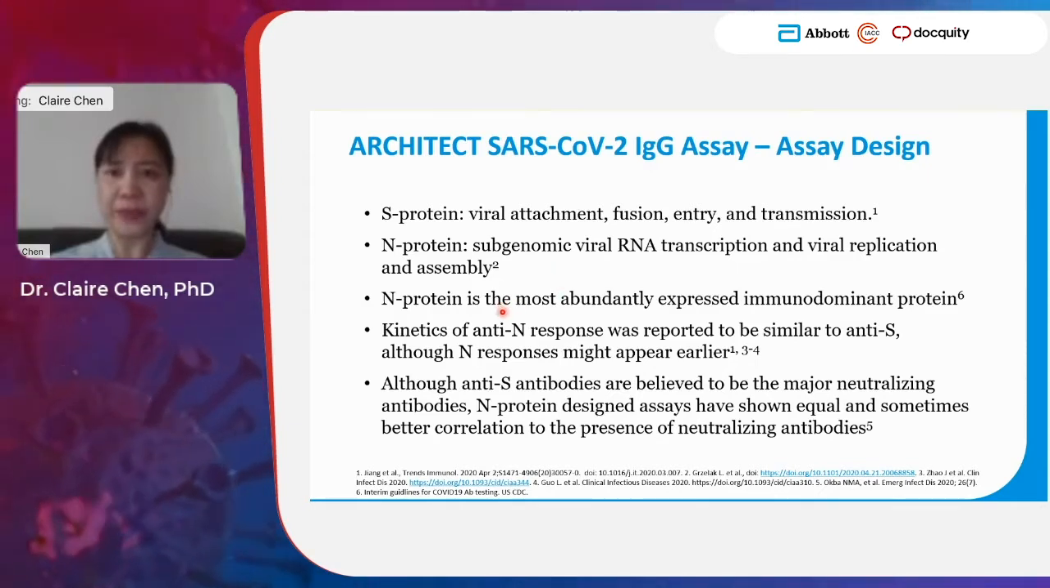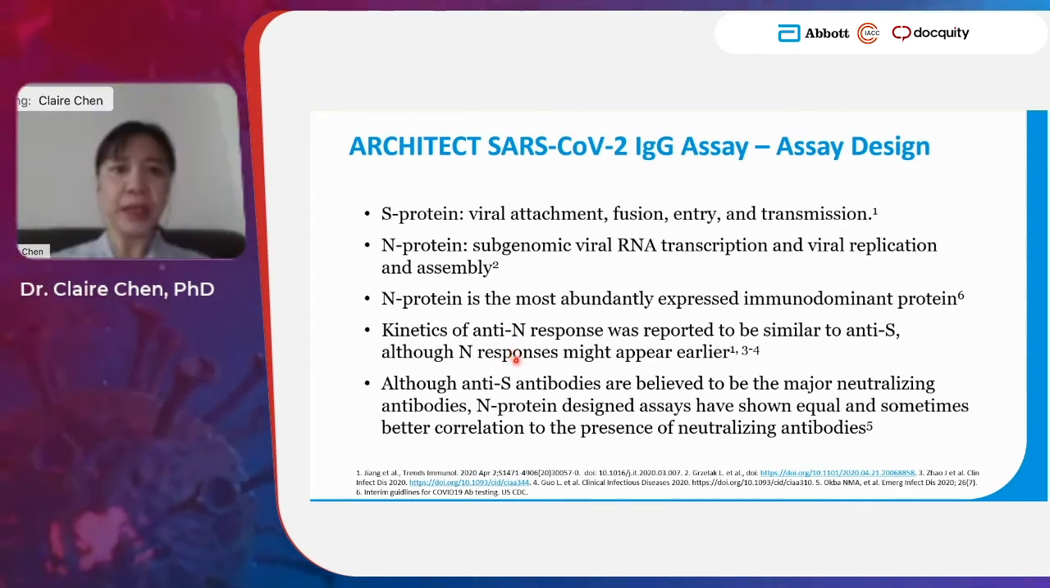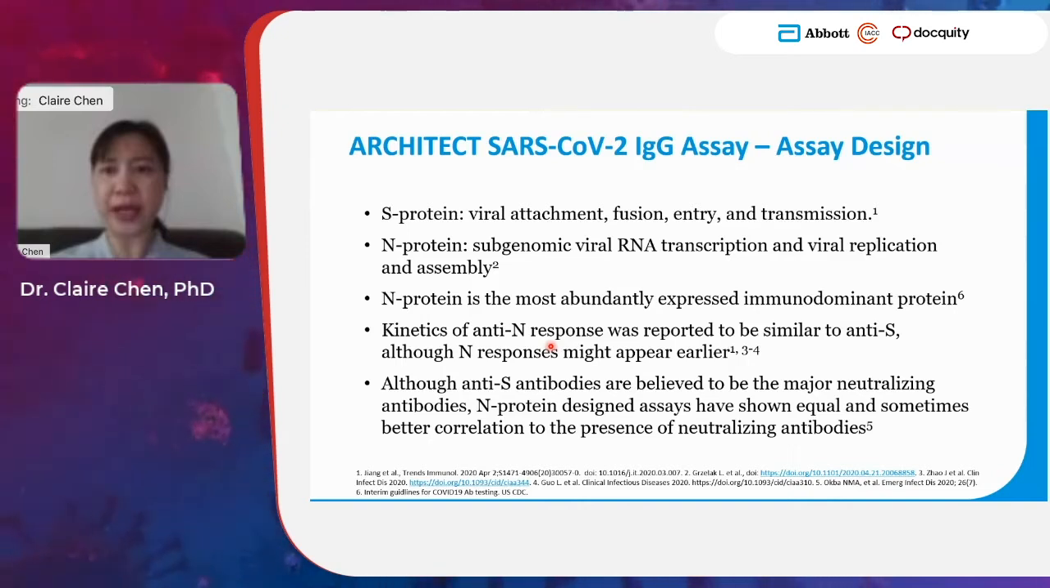Actually, there are a lot of studies ongoing on the S protein and the N protein. The N protein is found to be the most abundantly expressed immunodominant protein. In regard to the kinetics of the antibody response to the virus infection, there are still studies ongoing. But so far, the reports said that the kinetics of the anti-N response was similar to the anti-spike response, although some reports said the N response might appear earlier than the anti-S.